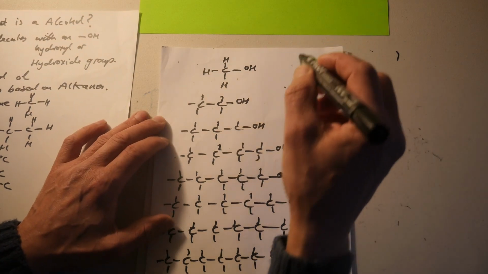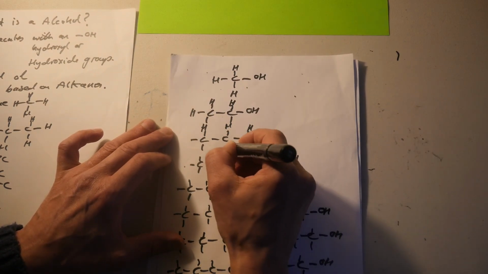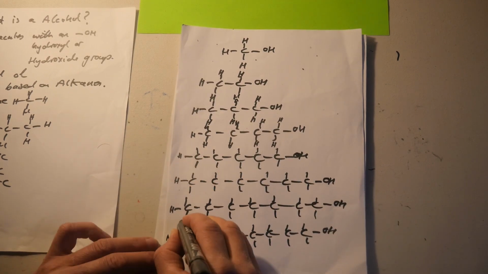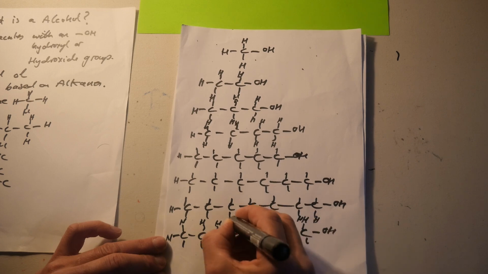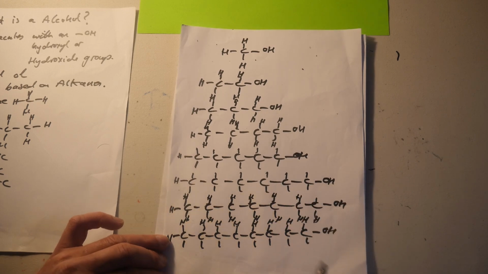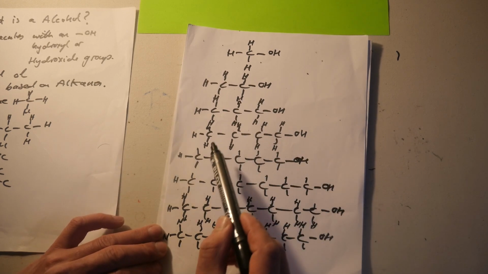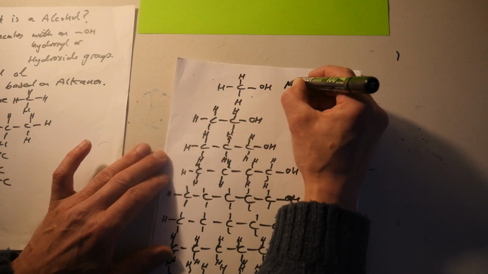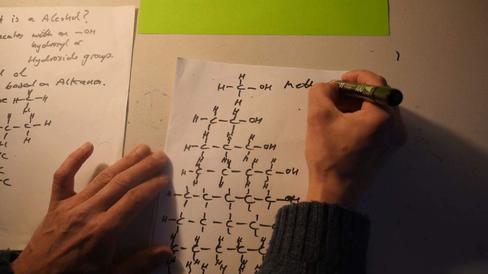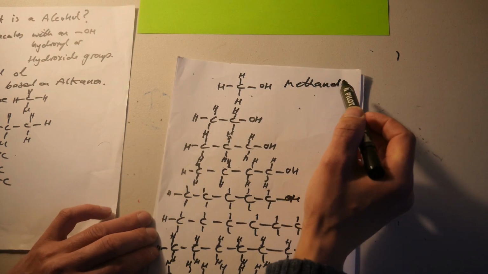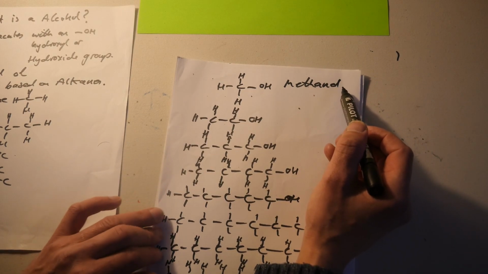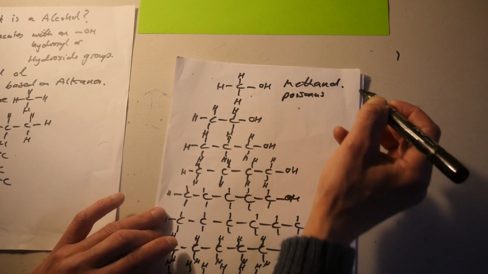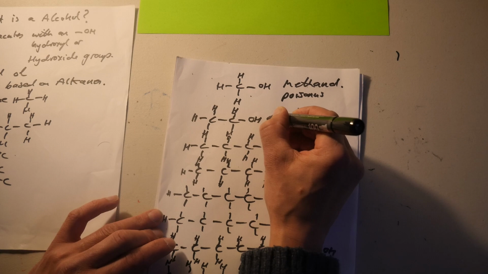so these are the alcohols. This is methanol. I won't fill all the hydrogens in, but all the hydrogens should be filled in, in each of them. So this is methanol, which is poisonous. This is ethanol, which is the most important.